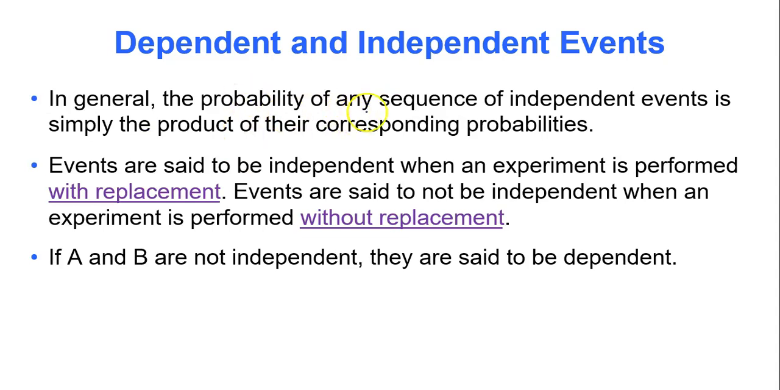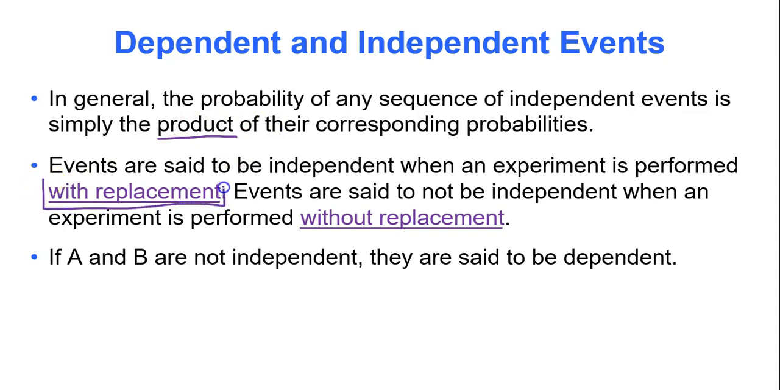So in general, the probability of any sequence of independent events is literally the product of their corresponding probabilities. So if you had 10 independent events and you wanted to calculate their probabilities, you just multiply 10 probabilities together. That's what we mean by that. And events are said to be independent when an experiment is performed with replacement.